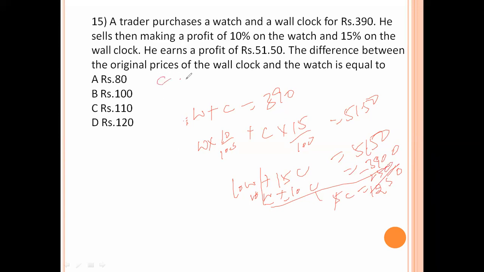So the wall clock cost is 250. The watch cost is 140. Now the difference between the original prices of wall clock and watch is 110 rupees. Option C is the right answer.